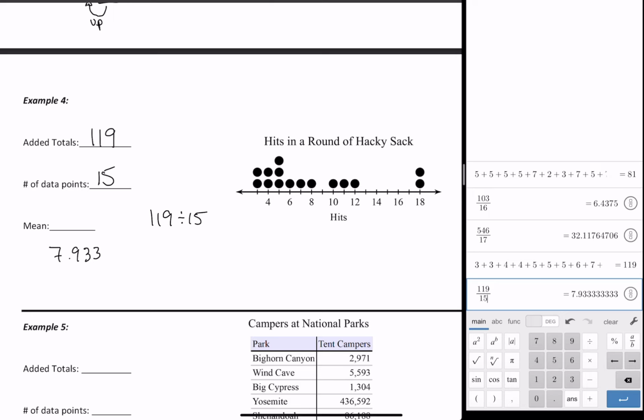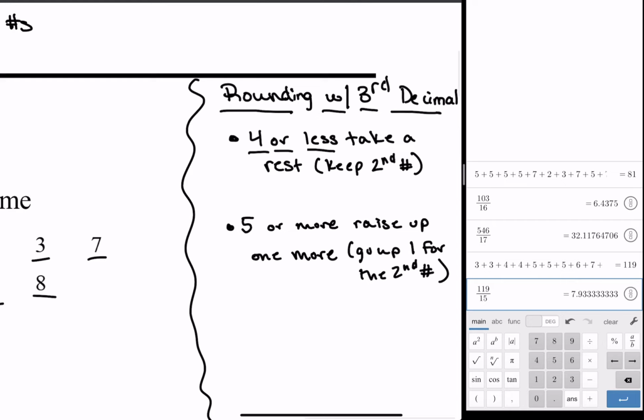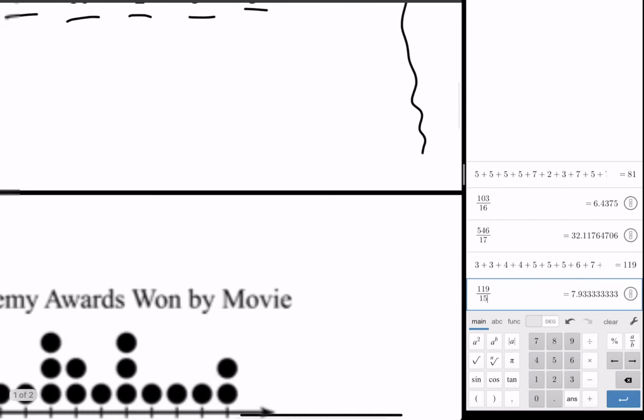We only care up to that third decimal. Now see how this 3 is 4 or less. So let me scroll back to that part of the notes. It's 4 or less, so we take a rest, which means we keep that second number.